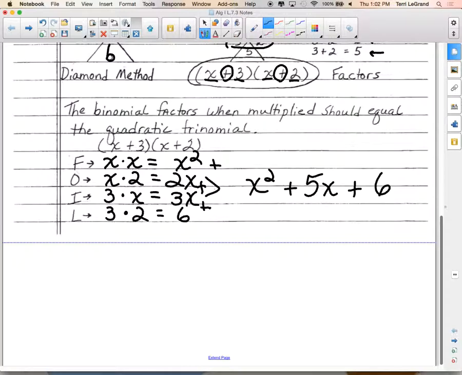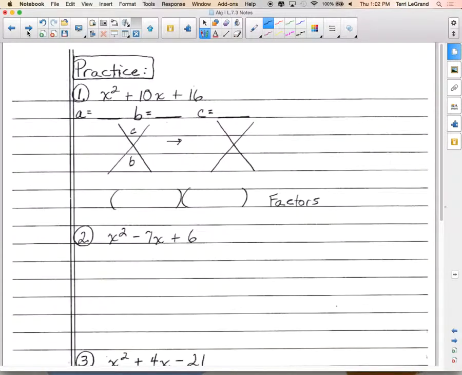Okay, we're going to go back in the back side and we're going to practice 4 of them. After we're done with those 4, we're going to look to see what kinds of things we should be able to count on when we are factoring these so that we can come up with reasonable answers. Okay, what's A, B, and C in this trinomial? A is 1, B is 10, and C is 16.